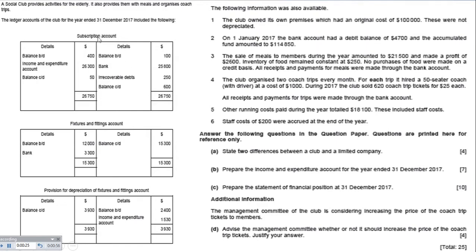So you have the subscription account, the fittings and fixtures account, and the provision for depreciation of fixtures and fittings account, and there is additional information here. Then down here there is: answer the following questions. The first question is: state the difference between a club and a limited company. Number B is: prepare an income and expenditure account for the year ended 31 December 2017, and prepare a statement of financial position. I'm going to focus on B and C regarding preparation of the income and expenditure account as well as the statement of financial position. A and C I will send you the slides so that you can easily understand.